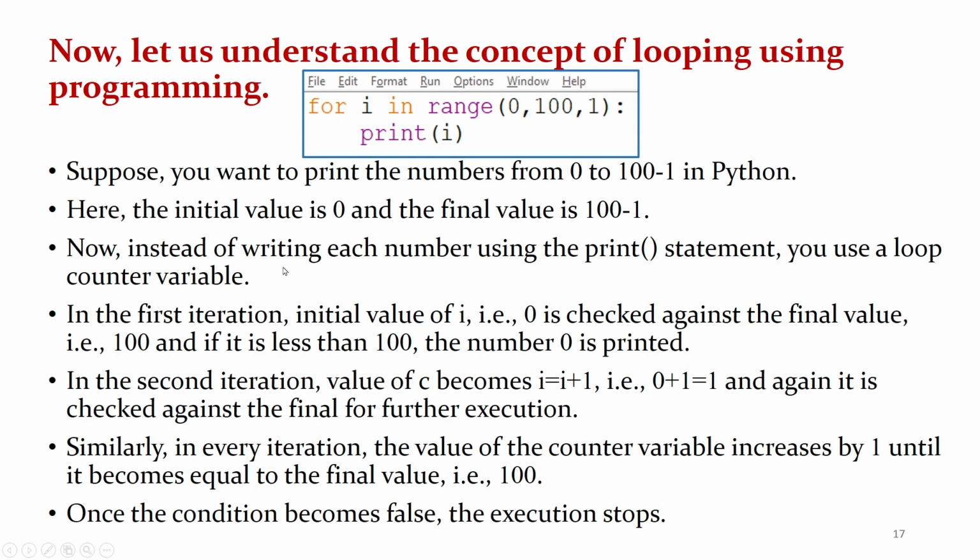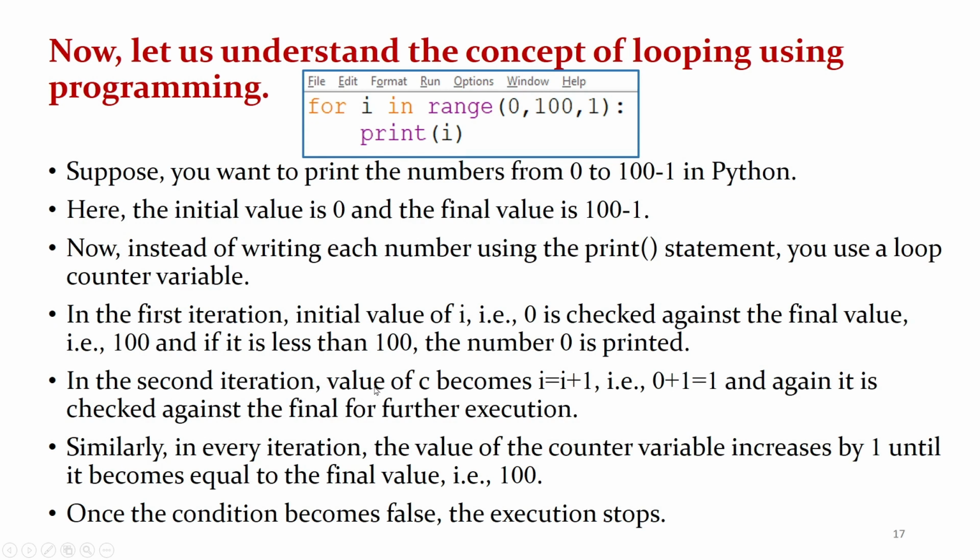Now instead of writing each number using the print statement, you use a loop counter variable I. In the first iteration, meaning repetition, the initial value of I is 0. It is checked against the final value, which is 100. If it is less than 100, the 0 is printed. In the first iteration, 0 is printed.